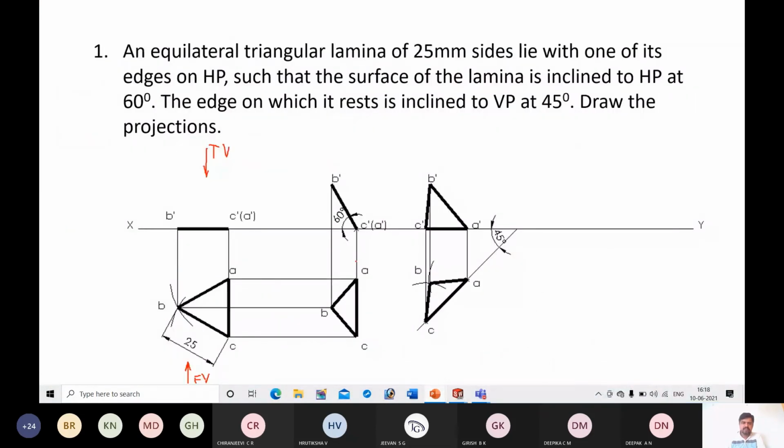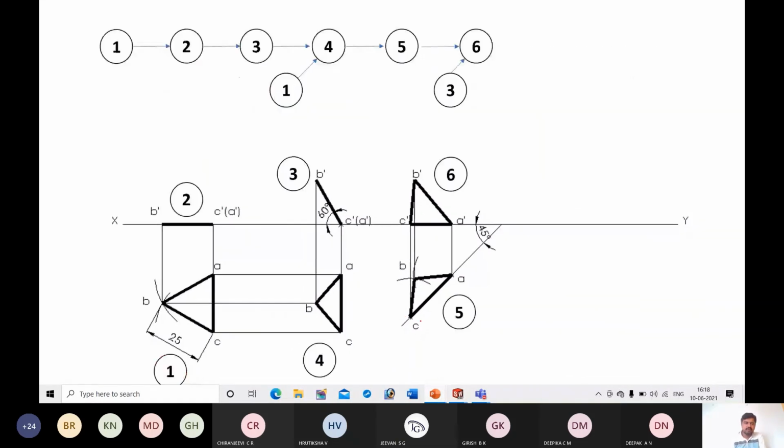Okay, this is the solution which I drew using software. So this is the solution. Next, we know what procedure we followed: which one should be drawn first and which one should be drawn next. So you should start from this. This is the first view which you are going to draw.